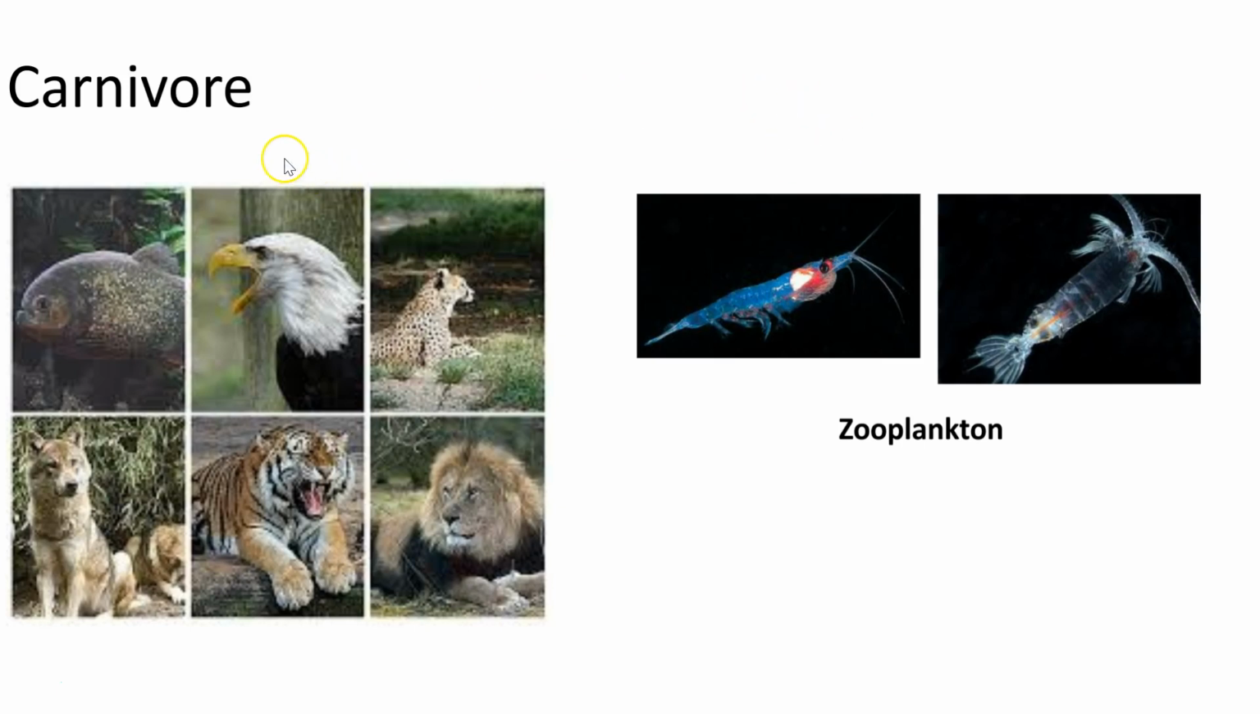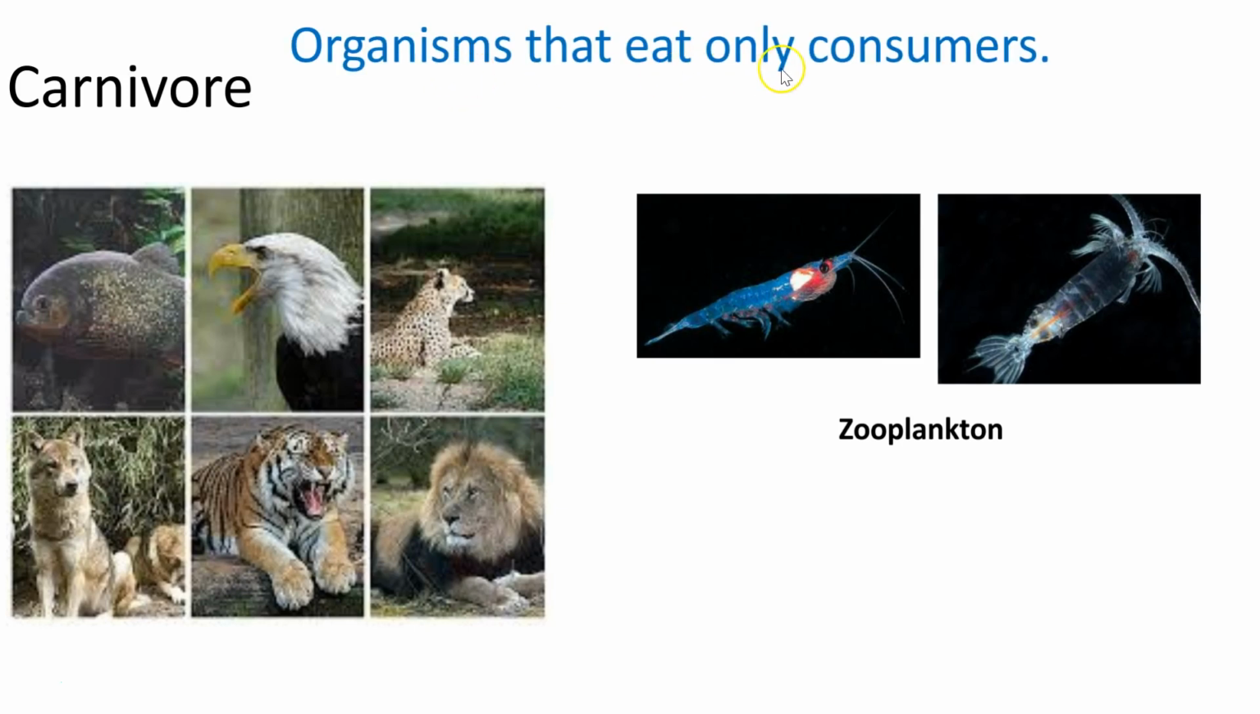A carnivore would not be a primary consumer because carnivores are going to eat only consumers. So they are not considered primary consumers. We'll get to later what are called secondary consumers. They're second up. So these would be things that obviously are going to be our predators, and they do not have to be just those. They could be smaller things like this zooplankton.